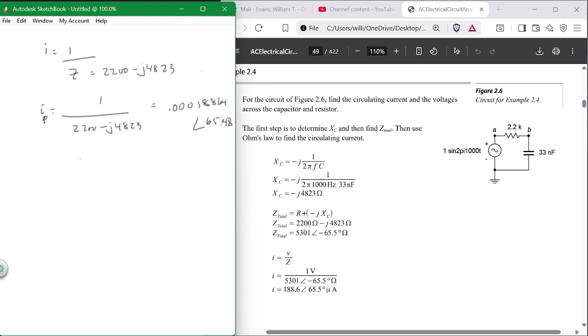But anyway, how can I do that? Okay, I want in one step to find the voltage across the 2.2K. How would you do that? It's voltage divider, right?